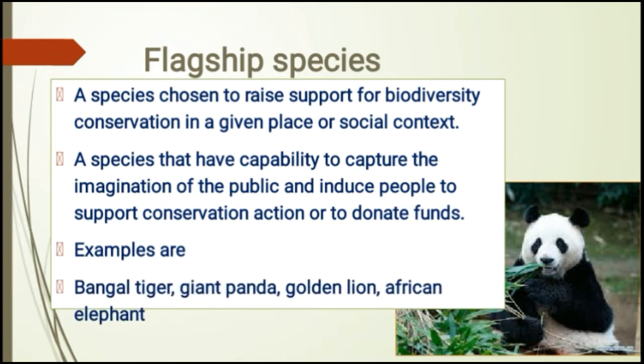Some examples are Bengal tiger, giant panda, golden lion, African elephant. So you are giving a specific credibility to a specific species so that people can understand that we need to conserve that species. If we don't, then it can go extinct from our planet. Like this is a panda species, and if you conserve this panda, then you are also conserving its habitat too. So if you are conserving a flagship species, then indirectly you are also conserving its habitat or its ecosystem too.